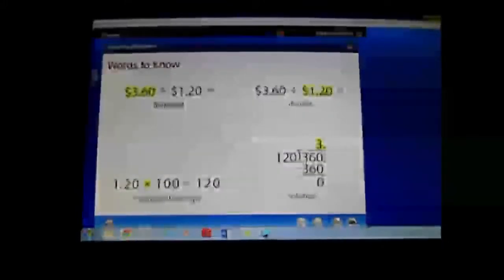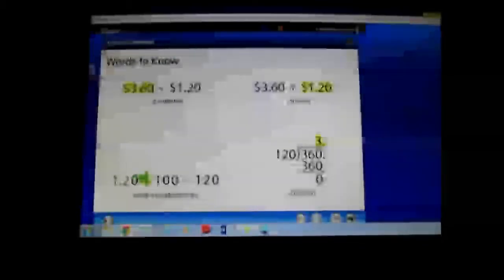All right, class, welcome to Lesson 3-7. This is an extension to Lesson 3-6, dividing with divisors and quotients with decimals.